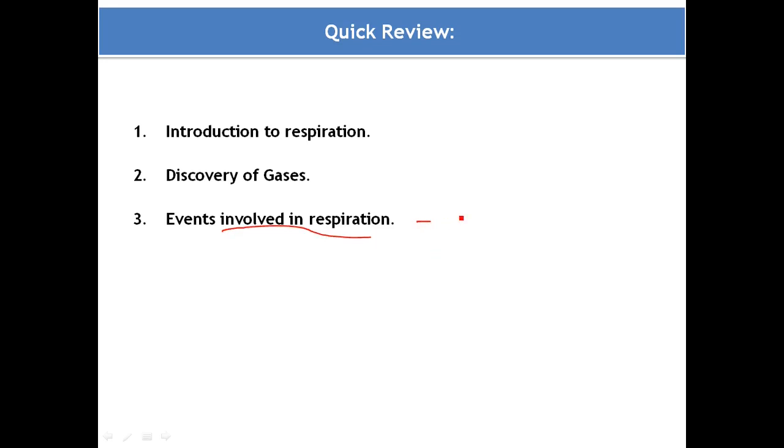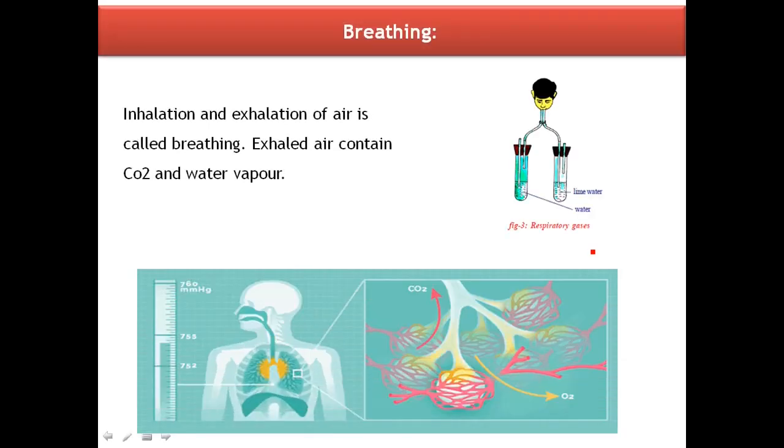There are 5 processes involved in respiration, that is 1. Breathing, 2. Gaseous exchange at lungs level, 3. Gas transport by blood, 4. Gaseous exchange at tissue level, and 5. Cellular respiration. Let us study one by one of these processes. The first one is breathing.